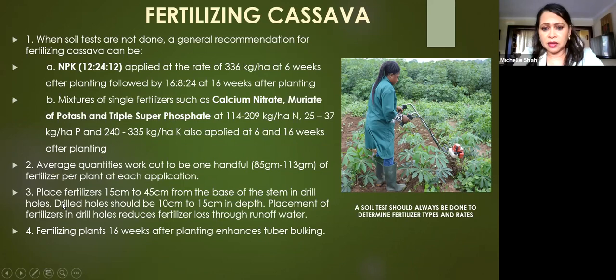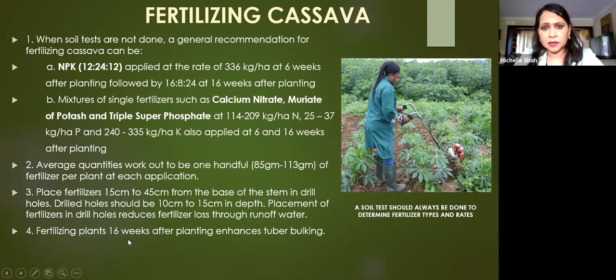Drill holes should be 10 centimeters to 15 centimeters in depth, and placement of the fertilizers in the drill holes reduces fertilizer loss through runoff water. Fertilizing plants 16 weeks after planting enhances tuber bulking.